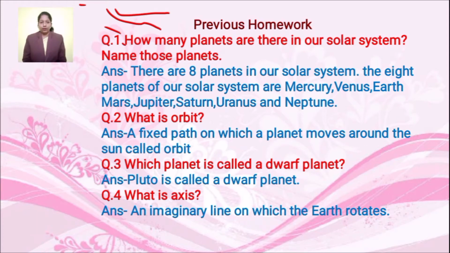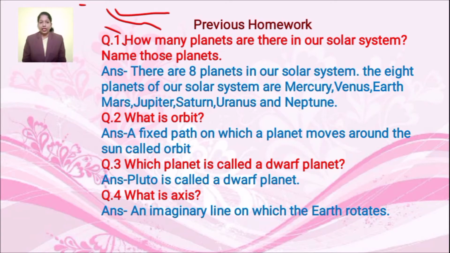Question number 1. How many planets are there in our solar system? Name those planets. There are 8 planets in our solar system. The 8 planets of our solar system are Mercury, Venus, Earth, Mars, Jupiter, Saturn, Uranus and Neptune. What is orbit? A fixed path on which a planet moves around the sun is called orbit.